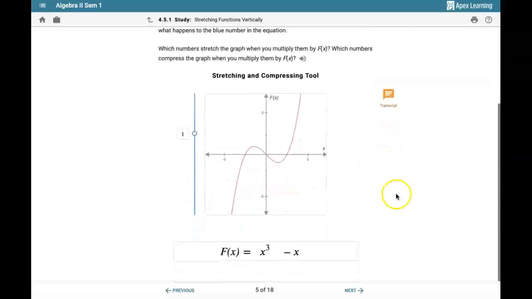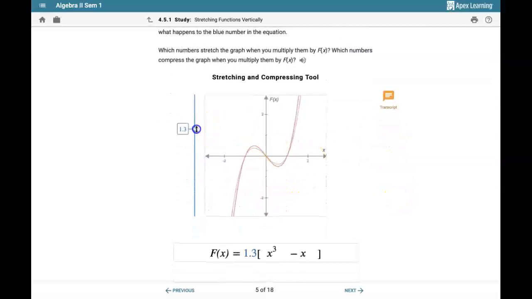Okay, so if we look here, we've got one of those sliding tools. If I pull this really large, all it's going to do is start stretching that graph out. Same thing if I start to compress: I am now at numbers less than 1 but greater than 0, and I've flattened out those curves, or compressed those curves.